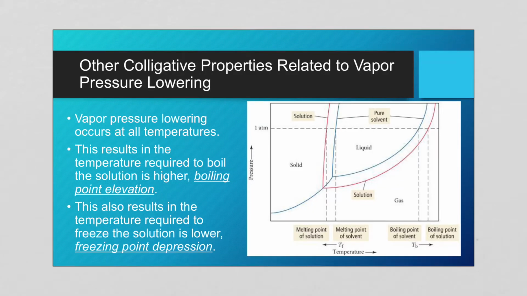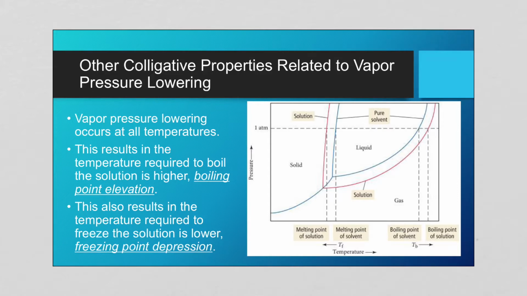All right, so two other colligative properties that come from this idea of vapor pressure lowering are what we call boiling point elevation and freezing point depression. So the properties that we're looking at are the boiling point of the solution versus the pure solvent and the freezing point of the solution versus the pure solvent.